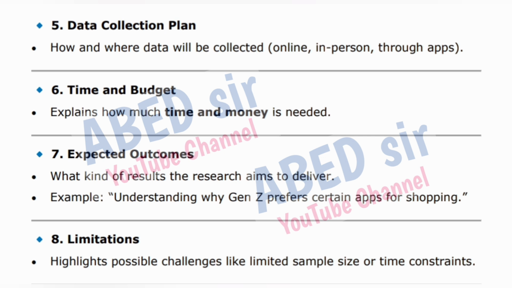5. Data collection plan. How and where data will be collected: online, in person, through apps. 6. Time and budget. Explains how much time and money is needed. 7. Expected outcomes. What kind of results the research aims to deliver. Example: understanding why Gen Z prefers certain apps for shopping. 8. Limitations. Highlights possible challenges like limited sample size or time constraints.